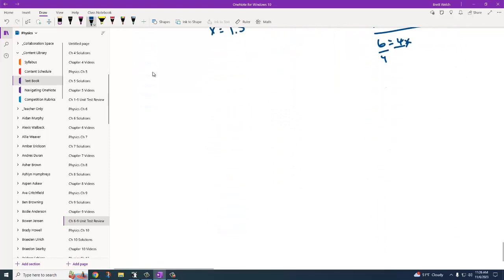Question number 5. Okay, we have a skateboard rolling across the ground at 3.1 meters per second.